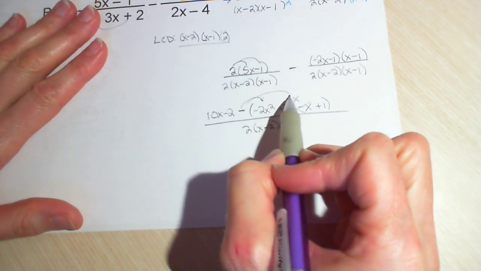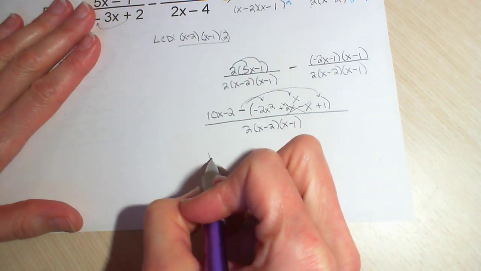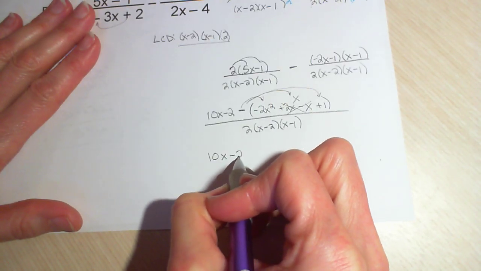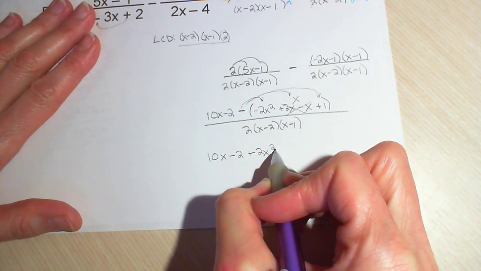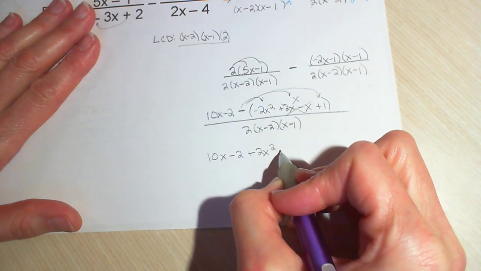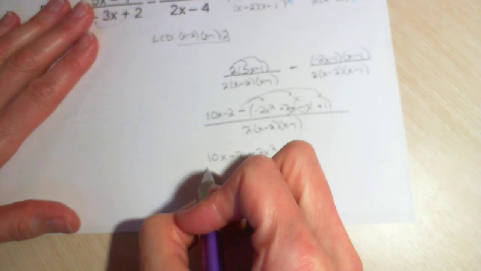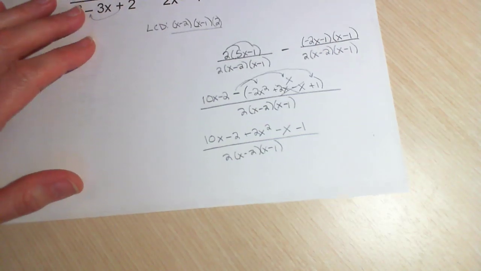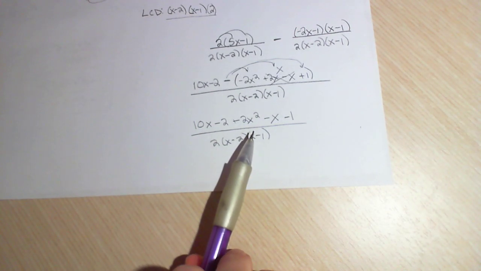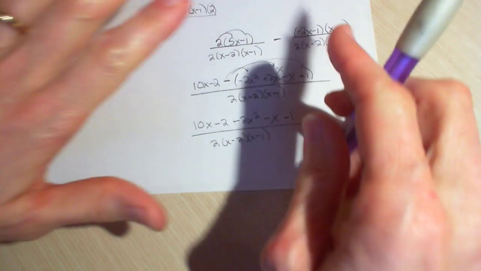And now I'm going to distribute this negative. Don't forget, in these subtraction problems, you're going to have to distribute this negative. So now my numerator is 10x minus 2. Negative times a negative is a positive, so I'm going to have plus 2x squared. Negative times a positive, negative x. Negative times a positive, minus 1. All over that common denominator. These are long, right? Do I have some like terms? Yep, I can combine the 10x and the negative x and the negative 2 and the 1.